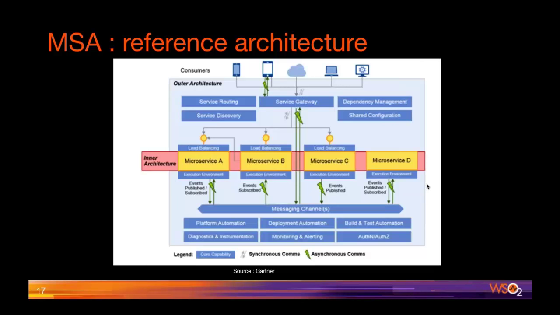That's where the inner architecture and outer architecture come into the picture. If you see the light blue layer in the diagram, it's called the outer architecture, and the service implementation layer we call the inner architecture. The inner architecture connects with the outer architecture using the message channel layer, and exposes the services to the delivery channels through a service gateway. Then there are quality of services added, like service discovery, platform automation, and deployment automation. Those are around the outer architecture, and they support the inner architecture to be stable as well as dynamic and deliver the functionality expected.